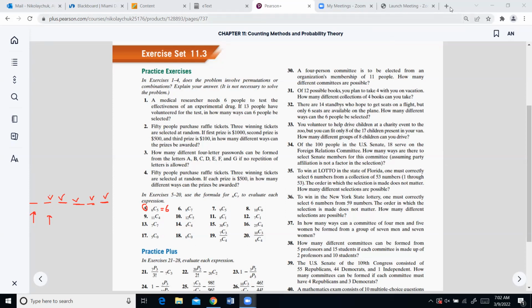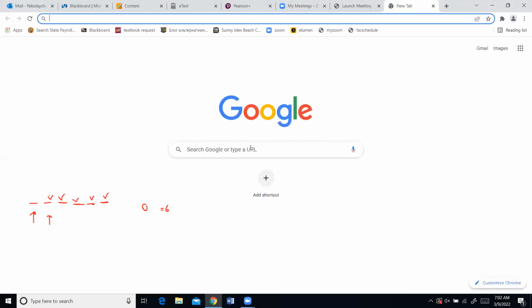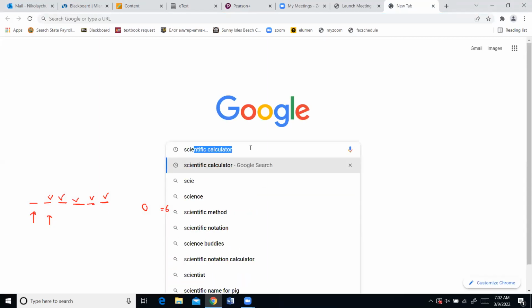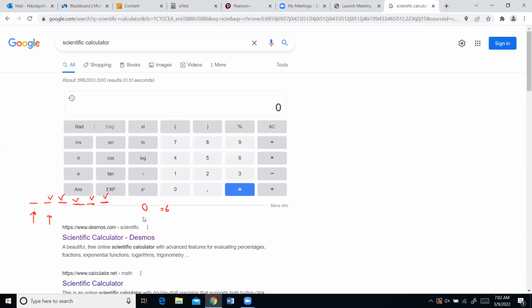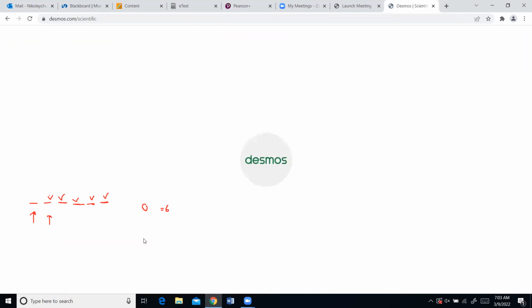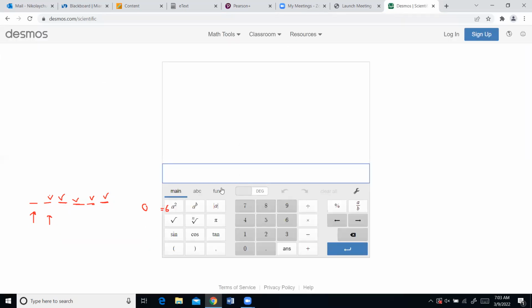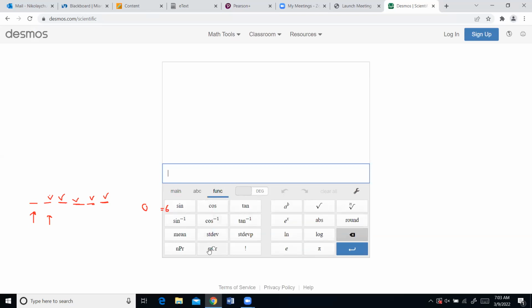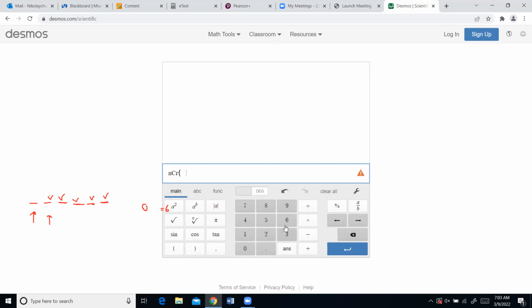And for that, I need to find a scientific calculator. The one that we always use in class, that's a free calculator. So you just type scientific calculator, and the first choice, called Desmos, is available for free. So we go to functions, we go to number of combinations, then return back to main, and you type 6, comma 5.